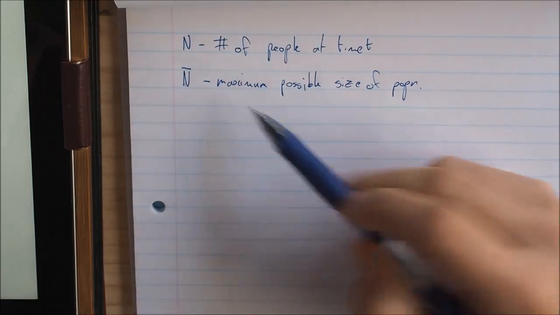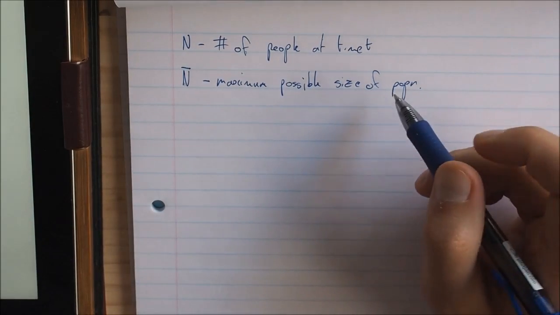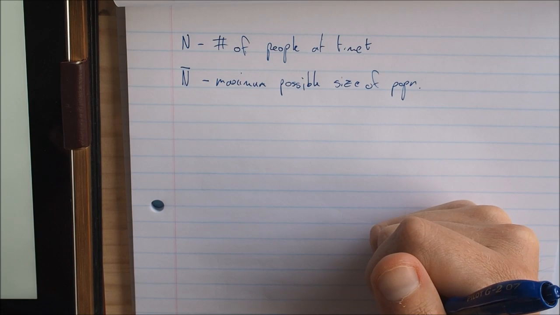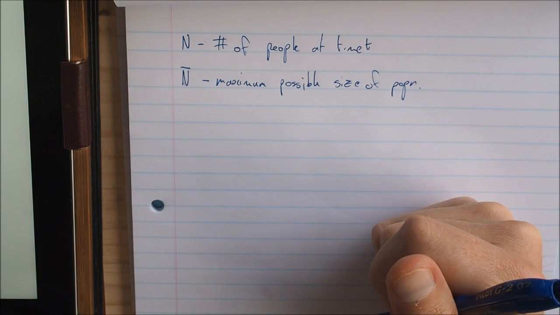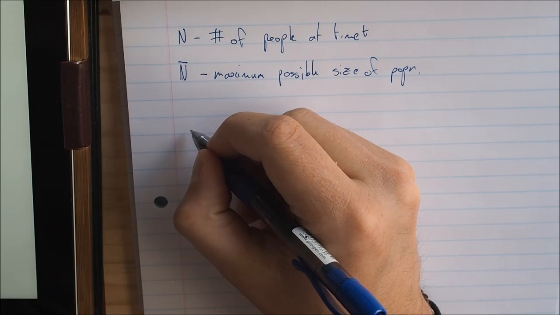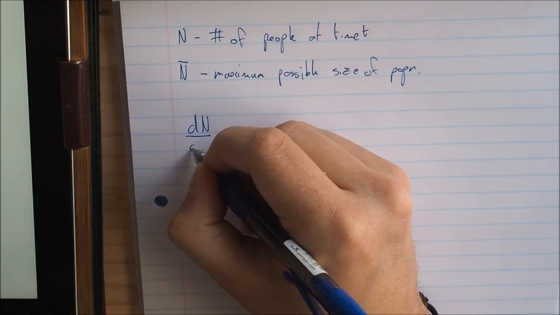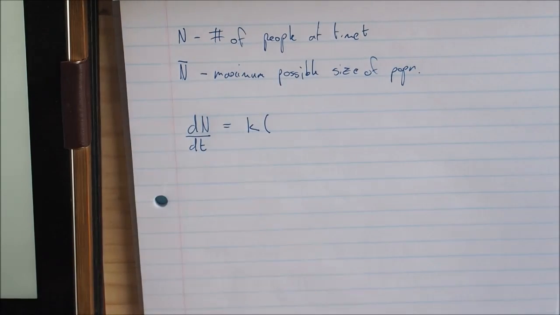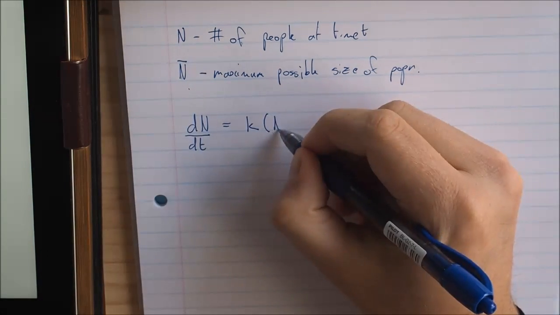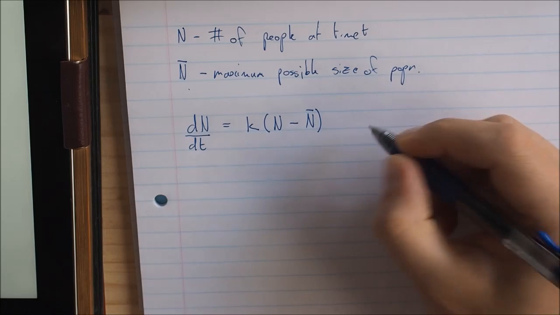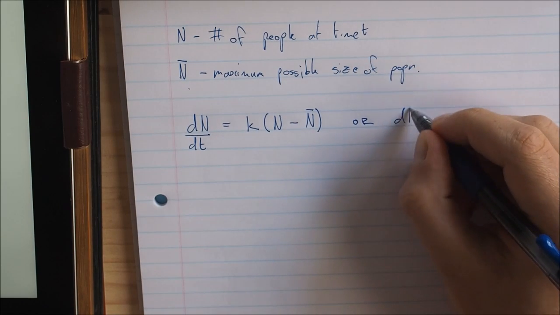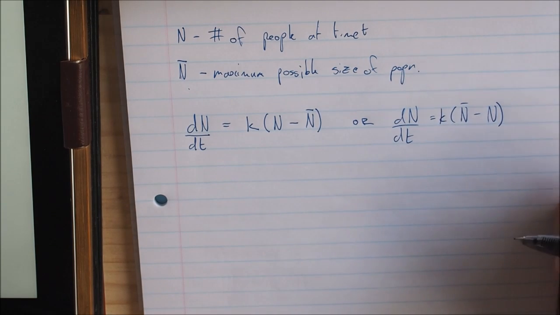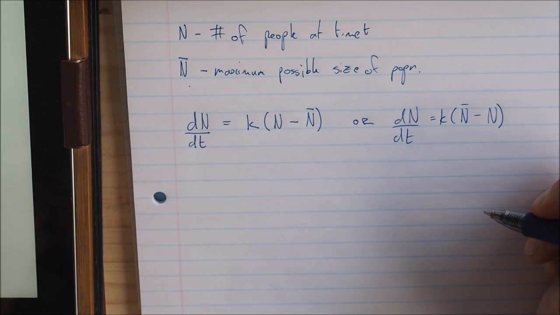Okay, so n bar is the maximum size of the population. The model description says that the population increases at a rate which is proportional to the difference between the current population size and the maximum possible size. So we have that dn/dt, the rate at which the population is changing with respect to time, is equal to k, since it's increasing, and we have two options here. It's the difference between n and n bar, so we could write it like that, or we could write it the other way around: k(n bar minus n).